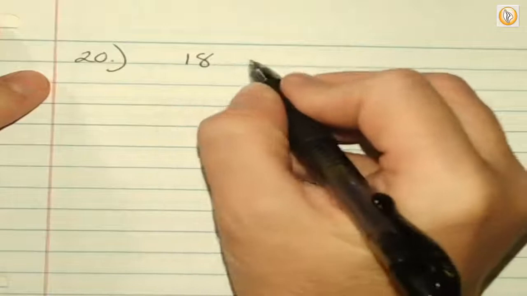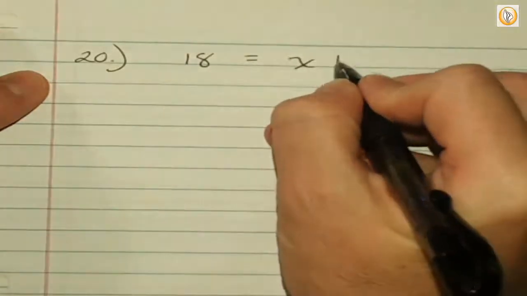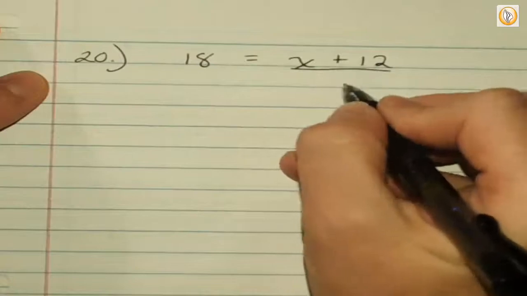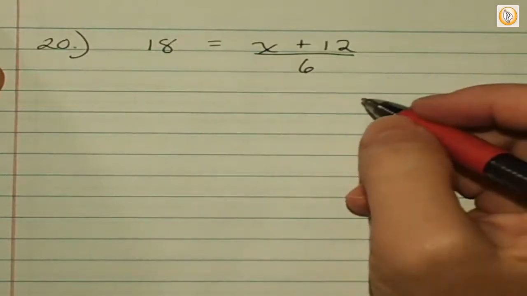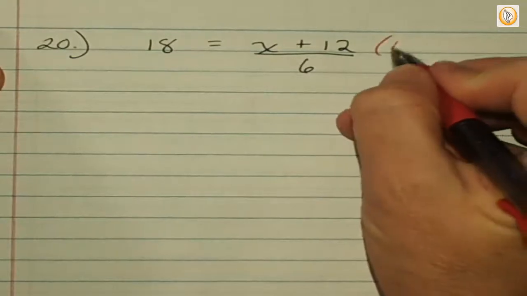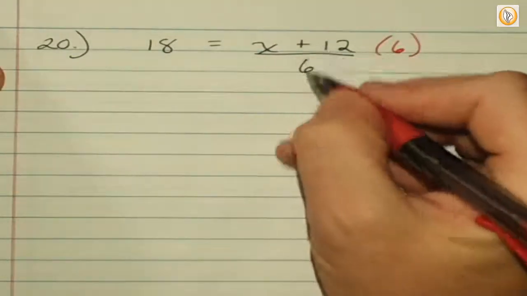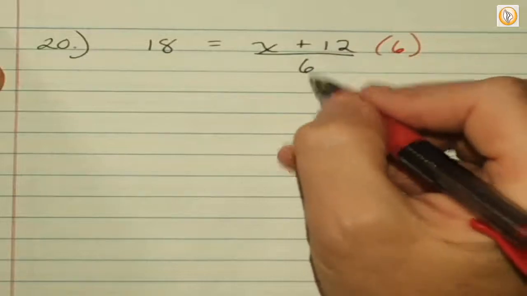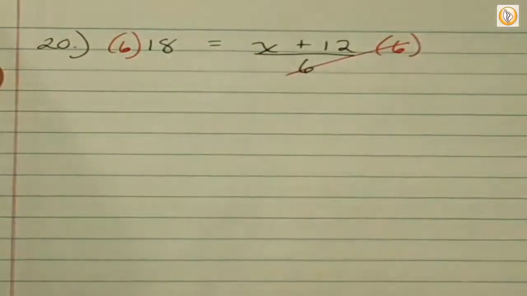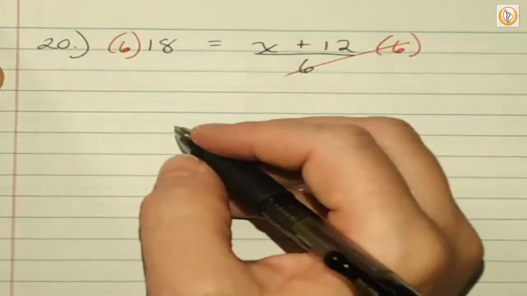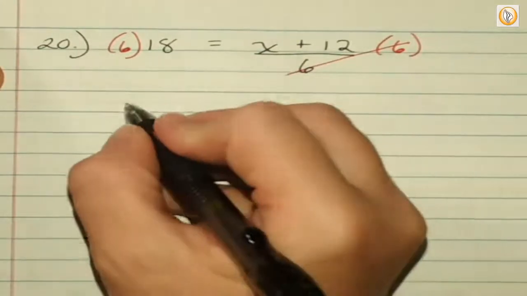Number 20. 18 equals x plus 12 divided by 6. Natalia, you want to do this one? Go ahead. What do we get rid of first? 6. How do I get rid of the 6? Multiply by 6. That's right. Since 6 is being divided here, the opposite is multiplying. So we're multiplying both sides by 6. You know what 6 times 18 is? 108. Very good.